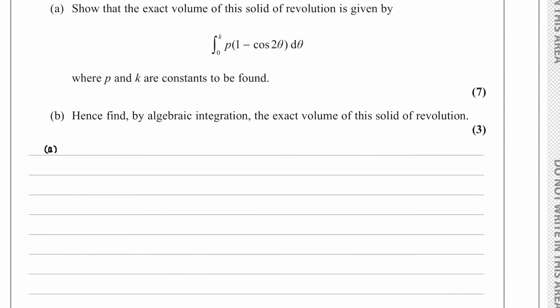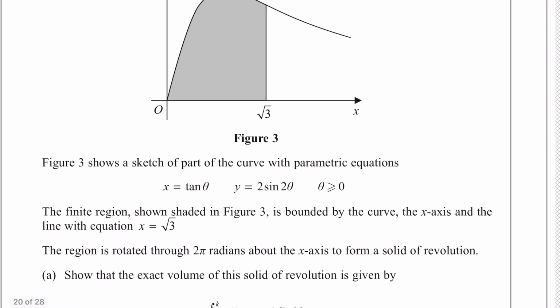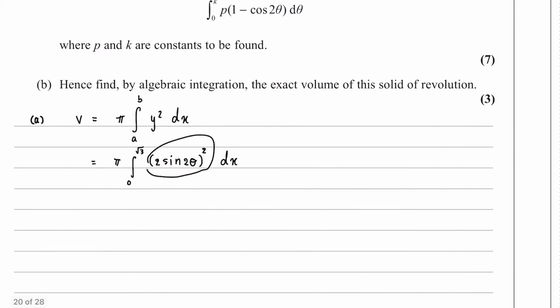First of all, we are going to start with the formula of the volume of revolution, which is V equals pi integration from a to b of y squared dx. This one is pi. So in this problem, the region starts from 0 to square root 3, so the upper and lower limits are 0 and square root 3. y is 2 sine 2 theta. Here is y squared dx. And then we simplify this term, which is pi integral from 0 to square root 3 of 4 sine squared 2 theta. And you can see that this term is a function of theta. That's why we have to change the x in terms of theta too.